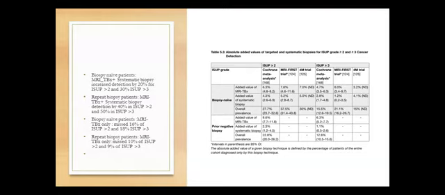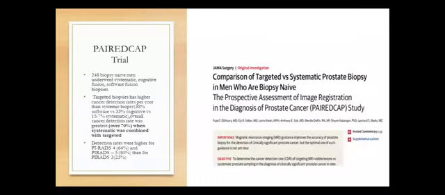For biopsy naive patients where the MRI only was done, the MRI missed about 16% of the ISUP grade 2 patients and 18% of ISUP grade 3 patients. And with regard to repeat biopsy patients, the MRI targeted biopsy only missed about 10% of ISUP grade 2 patients and 9% of ISUP grade 3 patients.